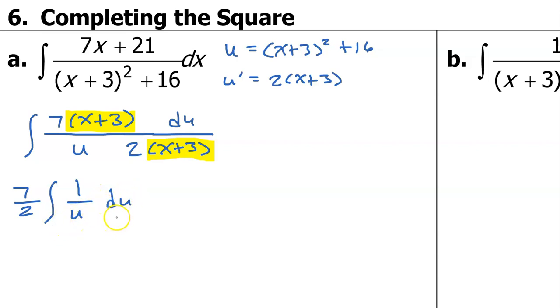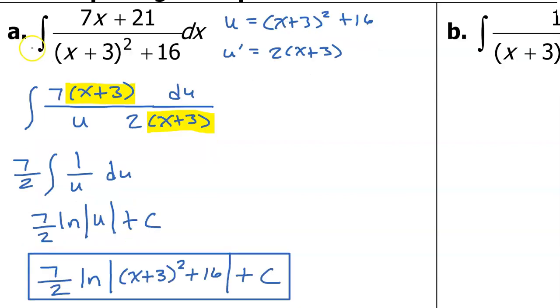This is a memorized rule. The integral of 1 over u is the natural log of the absolute value of u plus c. Don't forget about the 7 over 2 out in the front. Substituting x plus 3 squared plus 16 back in for u gives us the final answer.